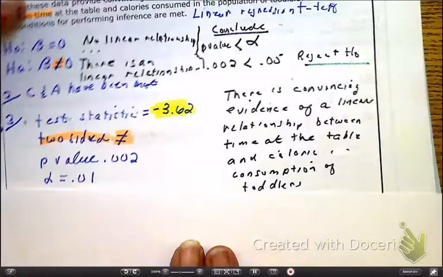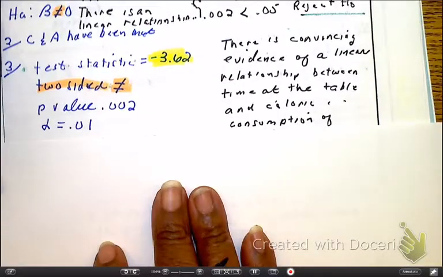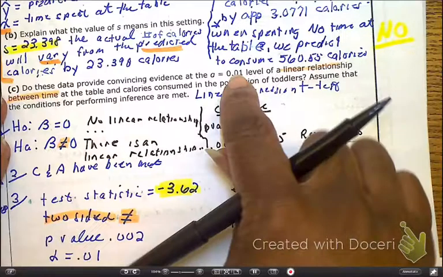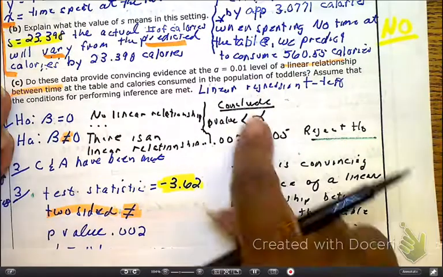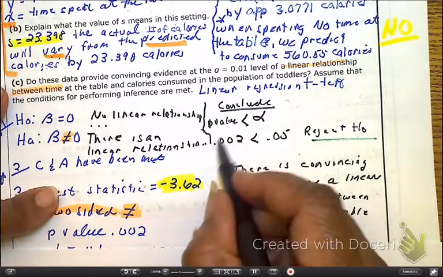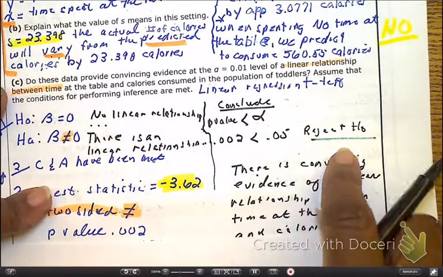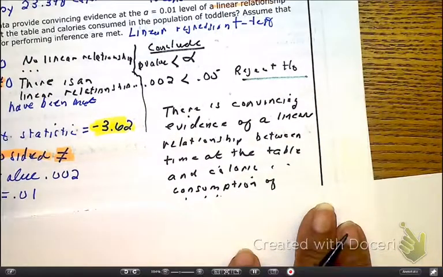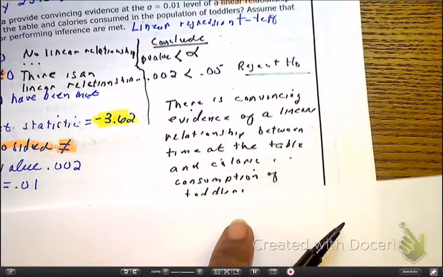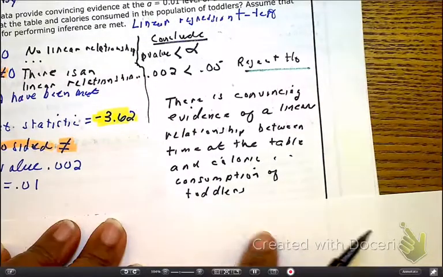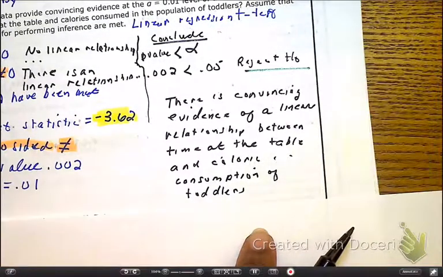So now we know, based on that, and they gave us an alpha level that they required, which is 0.01. That means we can conclude, since the p-value is less than the alpha level, and here are the values right here, we're going to reject the H0. So yes, we have convincing evidence of a linear relationship between the time at the table and the caloric consumption of the toddlers in this population.